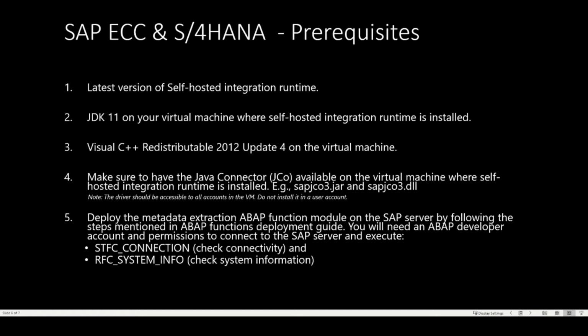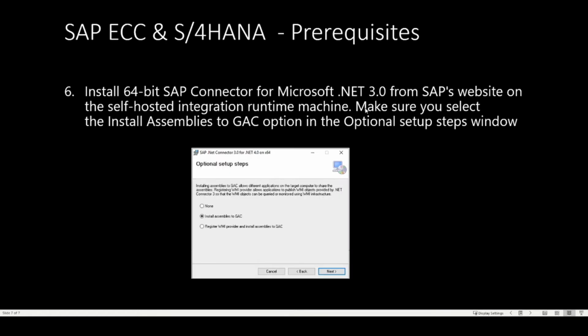So make sure you have permissions to connect to an SAP server and execute the two commandlets or the RFC function modules, such as stfc_connection to check the connectivity and rfc_system_info to check the system information. And the last prerequisite is to install a 64-bit SAP connector for Microsoft .NET 3.0. While installing this, make sure you select the Install Assemblies to GAC option in the Optional Setup Steps window.